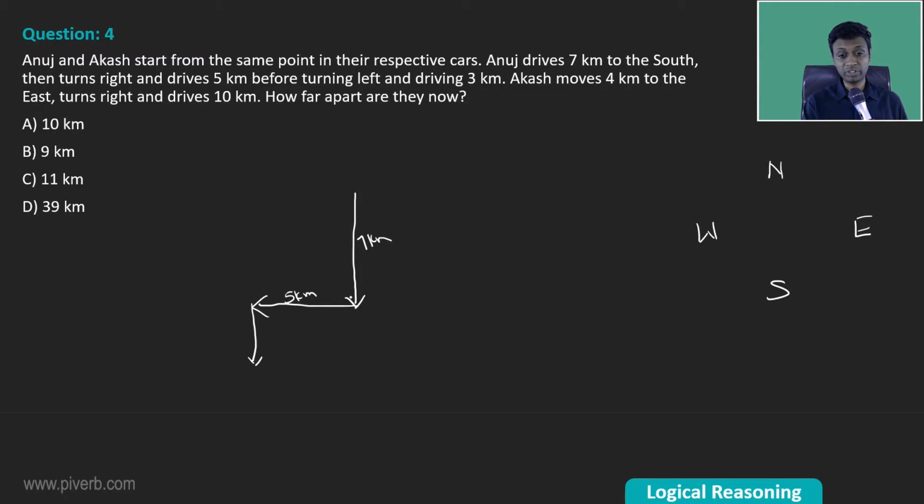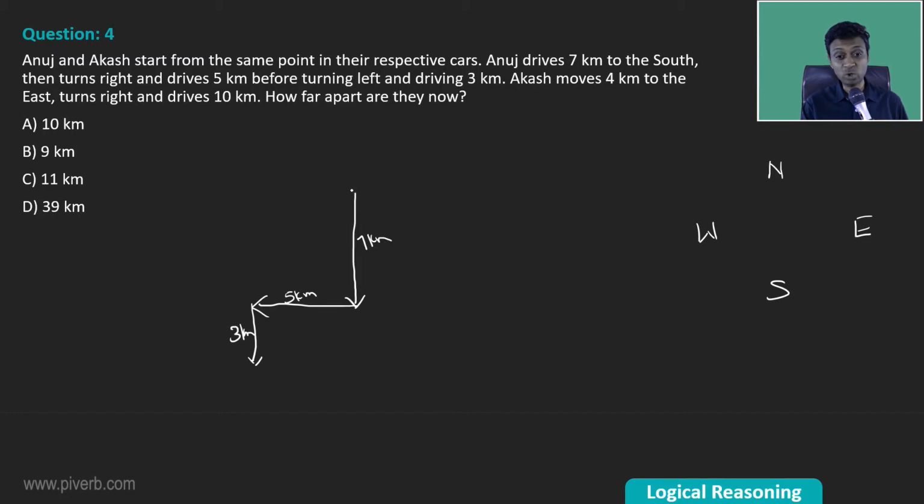Remember, if he's facing like this, turning right would be like this. From here, turning left would be like this. Imagine a shape like this, turning left. Looking down, turning right. The direction decides what is right and left. Another 3 kilometers.